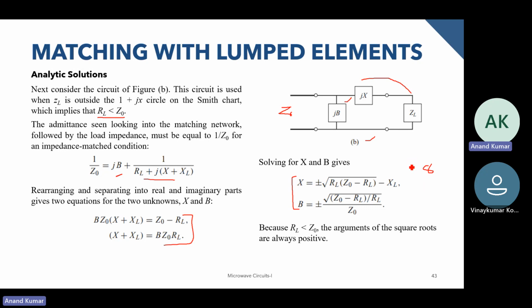Depending upon what is convenient to you, for example, lumped elements are only available in certain values. If you're trying to get a capacitance, it will only be available in certain values. So whichever value you find, you can use that and put it in the circuit, whichever is comfortable. Essentially, you have a number of solutions, and all of them are correct, so need not worry. And since RL is less than Z0, they will all be positive, so you won't get imaginary terms coming out over here.